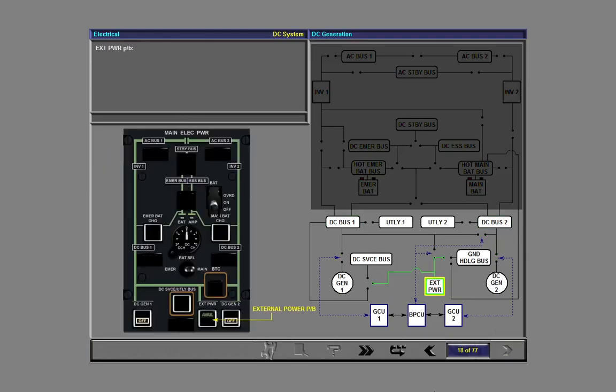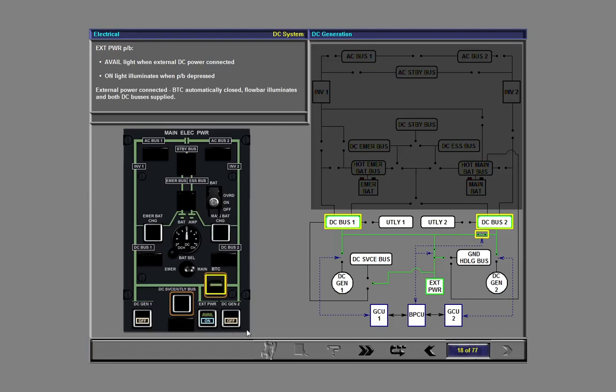The external power push button has two annunciations. The avail light illuminates green when external DC power is connected and all power parameters are correct, as they are at the moment. The on light illuminates when the push button is depressed, provided that the avail light is illuminated. With external power connected, the BTC is automatically closed. The flow bar in the BTC push button illuminates and both DC buses are supplied.